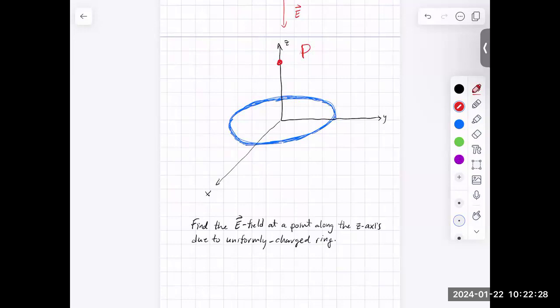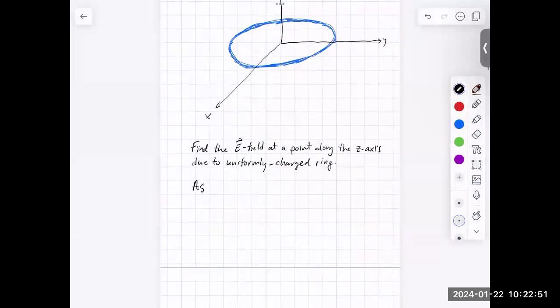Let's make this ring charged negatively. So what direction would the electric field be at point P? Down, right? So again, it's a symmetry argument, very much like we made for our line of charge. So let's assume that the ring has a negative charge.